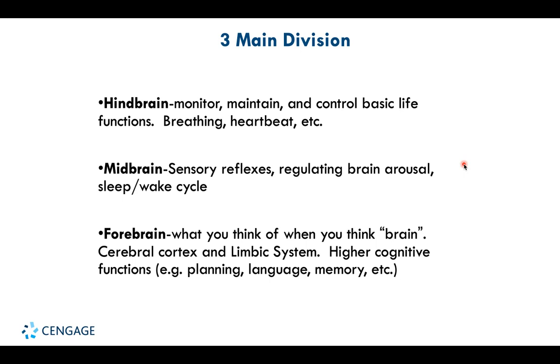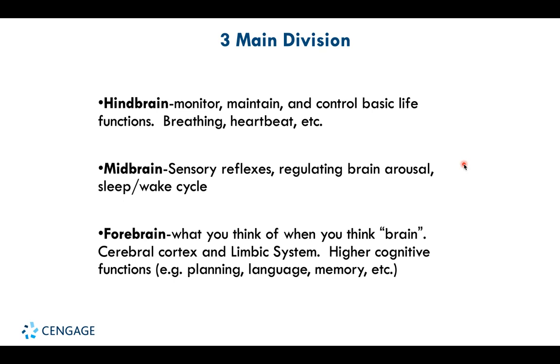Lastly, the forebrain is probably the thing you think about when I say the word brain. It's that big spherical or cylindrical pink squishy thing with all the folds, right? Your classic quote unquote brain. This is where higher order cognitive functions occur. This is where you process sensory information. This is where the things that make you human happen, right? And the things that make you different from other humans, like planning, language, memory, seeing, hearing, all of that stuff.